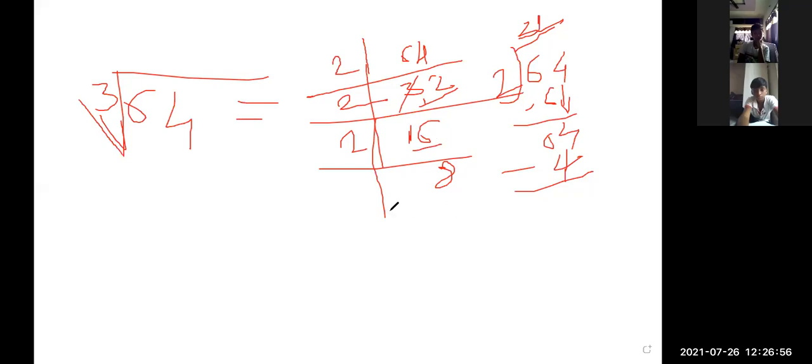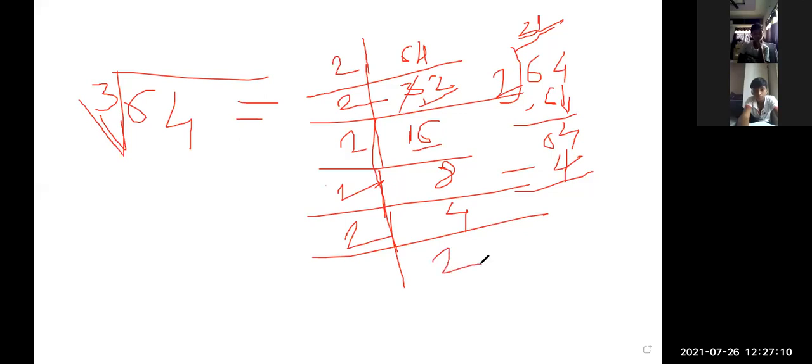2 8s are 16. Now this 8 is also in the 2's table. We can divide by 2. 2 4s are 8. Okay. Then this 4 is present in the 2's table. 2 2s are 4. Now this 2 is present in the 2's table at which place? 1. So until this we have to do its factorization like this.